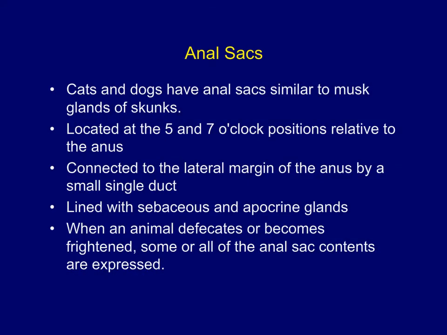And finally, a very important, albeit unpleasant, accessory structure that we find in cats and dogs are the anal sacs. These are located around the anus at around the 5 and 7 o'clock positions. They're connected to the lateral margin of the anus by a single duct, and they're lined with sebaceous and apocrine glands. And these glands secrete an oily, viscous mixture that is expelled when the animal defecates. These glands produce very, very odorous secretions, and this helps the animal to mark its territory when it defecates.